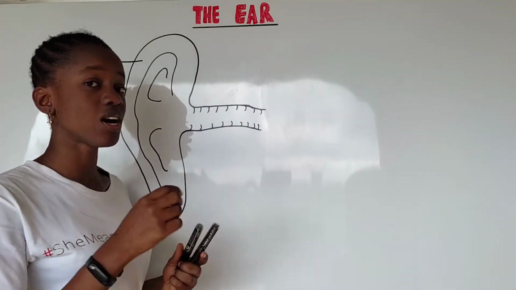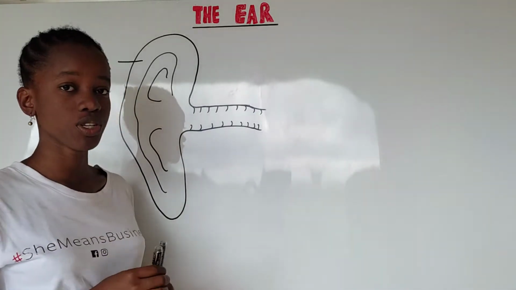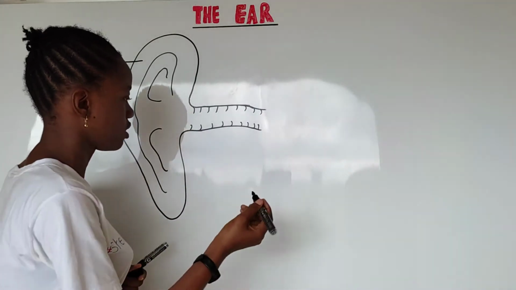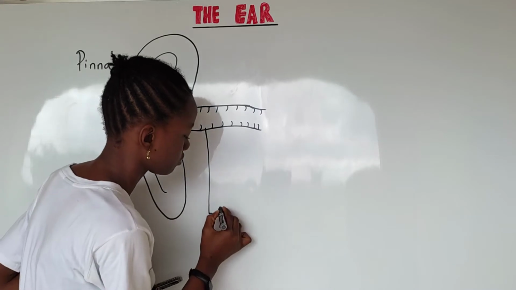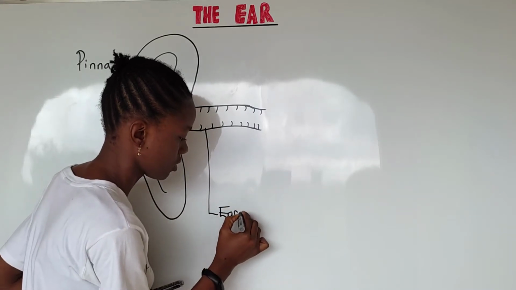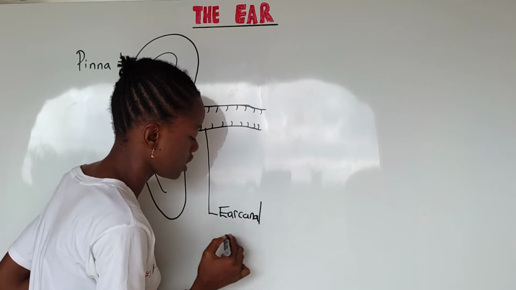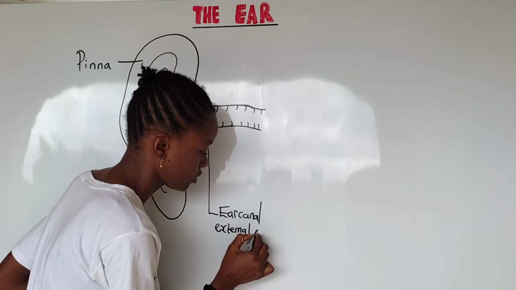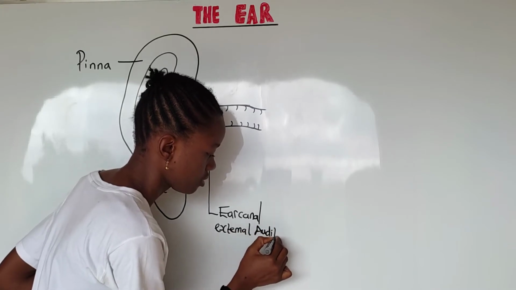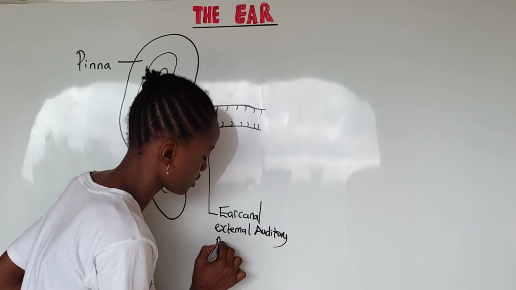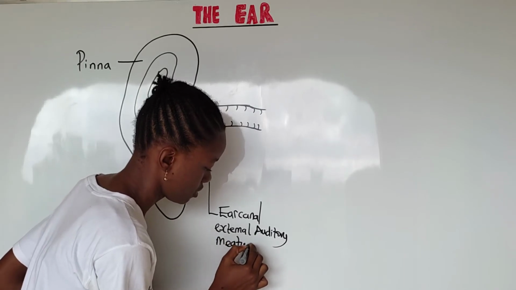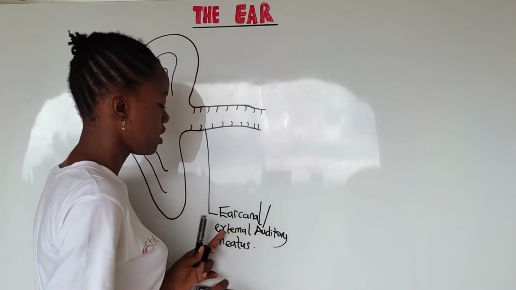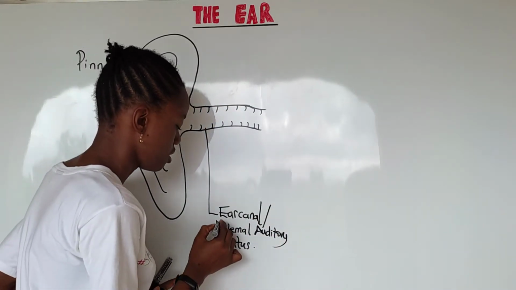Of course, we know that dirt will cause harm if it reaches them. So that is the function of the wax. So this is the ear canal. And the ear canal is also called the external auditory meatus. It's also called the external auditory meatus.